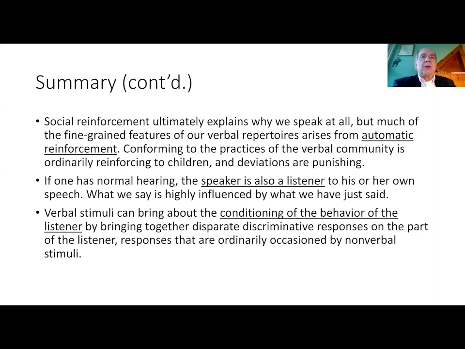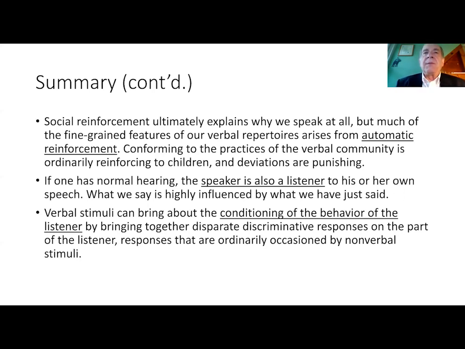Conforming to the practices of the verbal community is ordinarily reinforcing to children, and deviations are punishing. Now, it's true, of course, that there are exceptions when kids love to do things that aren't normal, that are different, and they're reinforcing because they're different. But when the child wants to communicate, so to speak, with his companions, it's important that it's reinforcing when he is understood. So automatic reinforcement is the main engine of language acquisition.